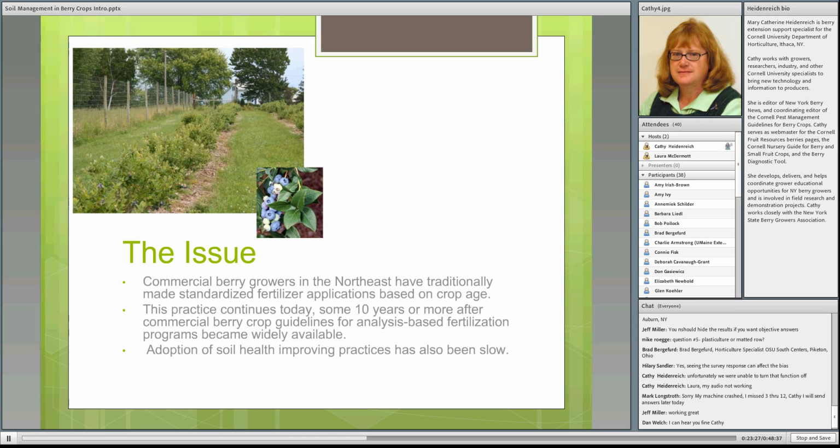Some 10 years or more after, commercial berry crop guidelines have shifted to an analysis-based fertilization program, and the testing has become very good and widely available at a very reasonable cost. And then the other issue is that because berry crops are by nature a perennial crop system, adoption of soil health improving practices has also been slow.